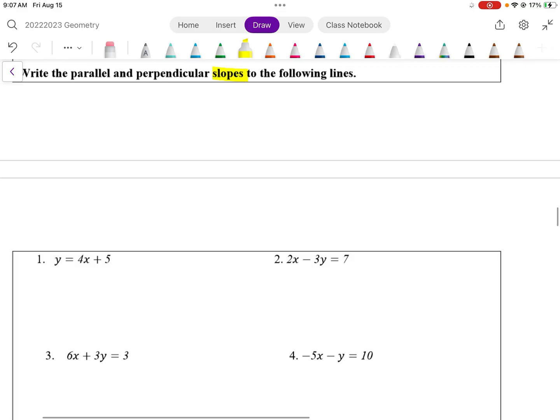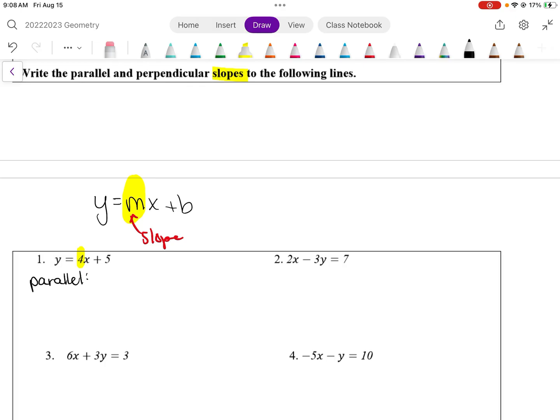First set of examples, we're going to write the parallel and perpendicular slopes to the following line. All we're focusing on is the slopes. So something we need to remember, if we're in the form y equals mx plus b, this is your slope right here, m. We've been looking at this equation a lot lately. So all it wants to know is what slope would be parallel to this line, what slope would be perpendicular to this line. So number one is already in y equals mx plus b form.